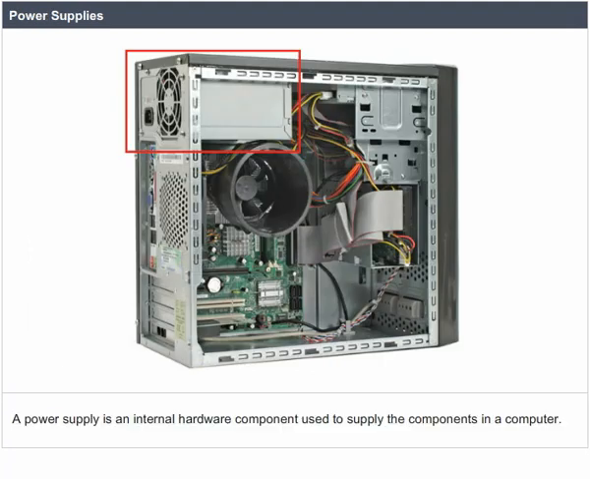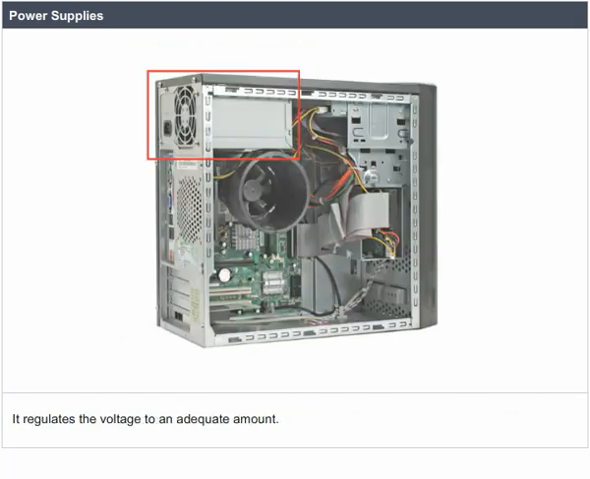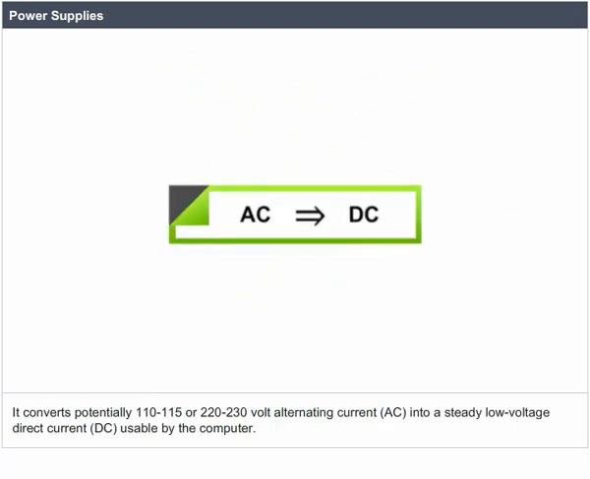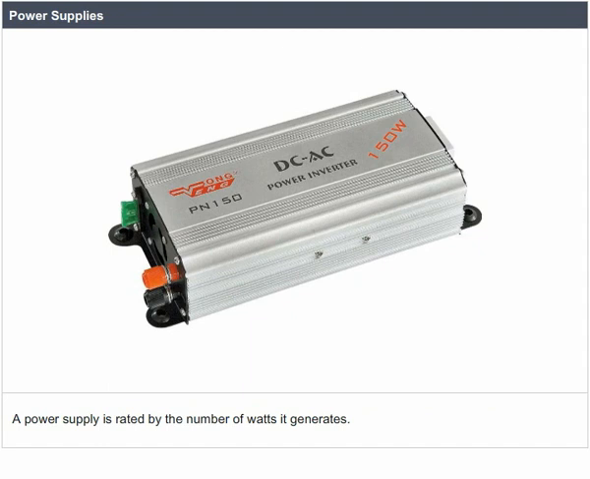Power supply. A power supply is an internal hardware component used to supply power to the components in a computer. It regulates the voltage to an adequate amount. It converts potentially 110 to 115 or 220 to 230 volt alternating current into a steady low voltage direct current usable by the computer. A power supply is rated by the number of watts it generates.